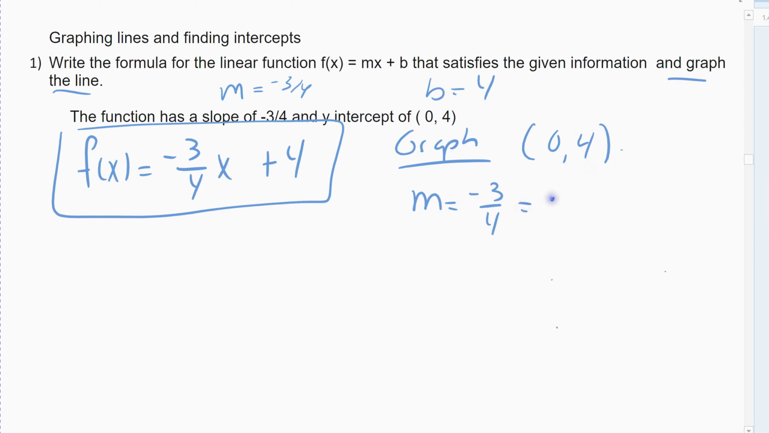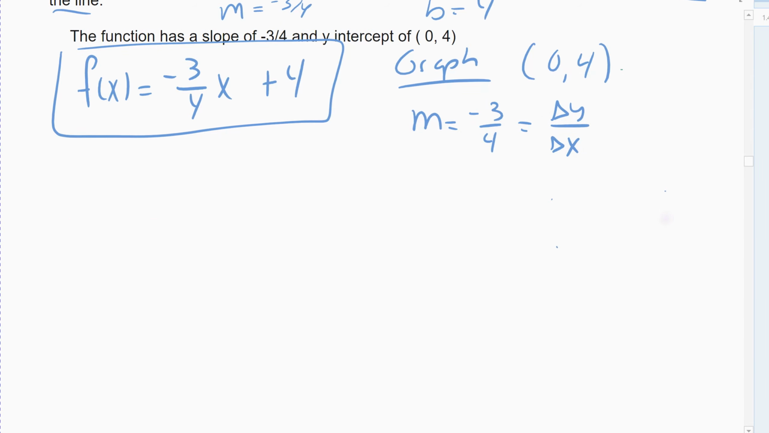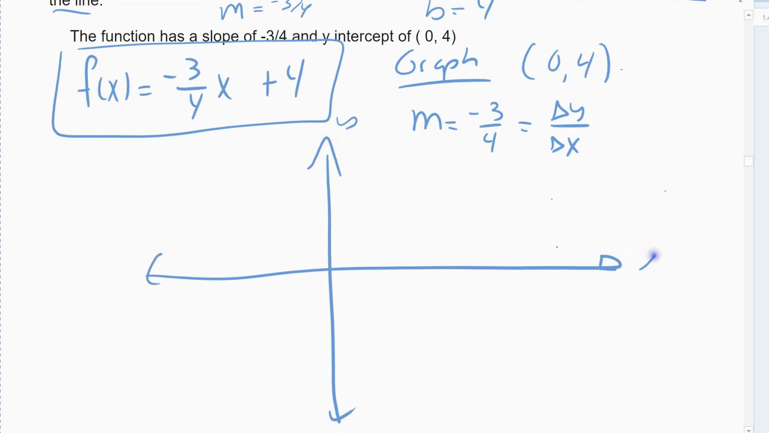So remember, negative 3/4 would be the change in y is negative 3, and the change in x is positive 4. And so I'm going to use that rise and run when I go to graph. So graphing my line. There's my y-intercept. There's my x-axis. And so the first one is to graph my intercept.